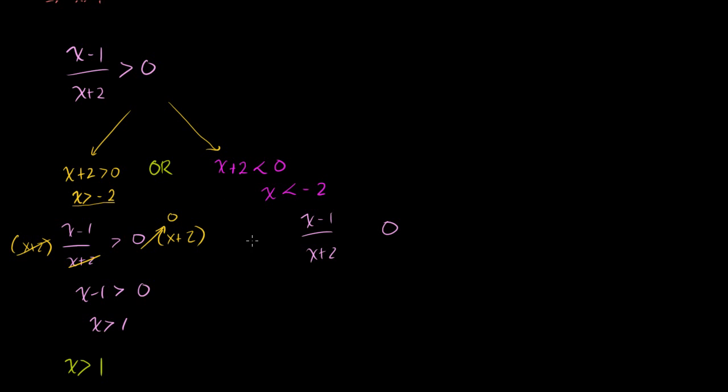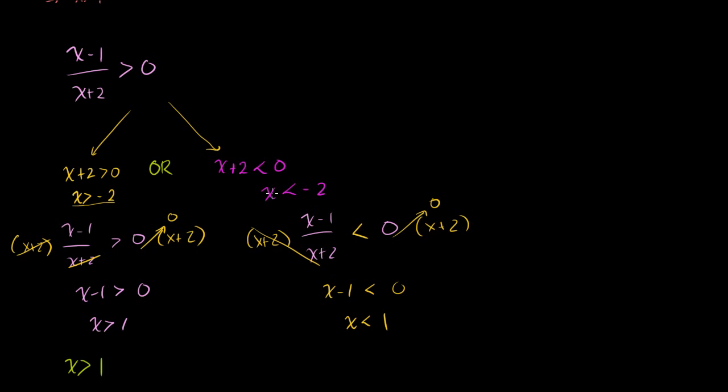Now we multiply both sides by x plus 2, which is a negative number. When you multiply both sides of an inequality by a negative number, you have to swap the inequality. So this greater than sign will become a less than sign, because we're assuming that x plus 2 is negative. These cancel out. 0 times anything is 0. And we get that x minus 1 is less than 0. Solving for x, adding 1 to both sides, x is less than 1.